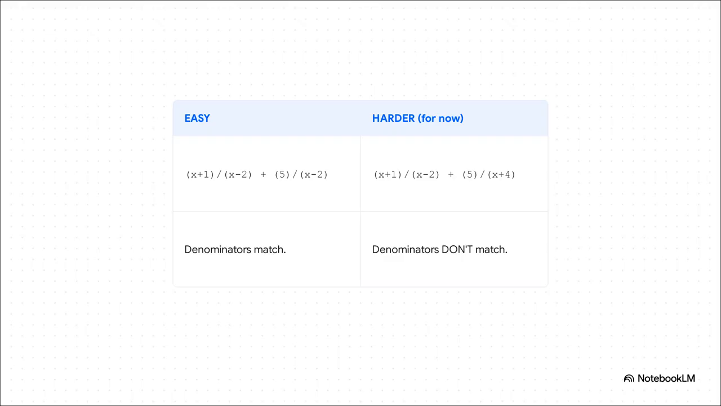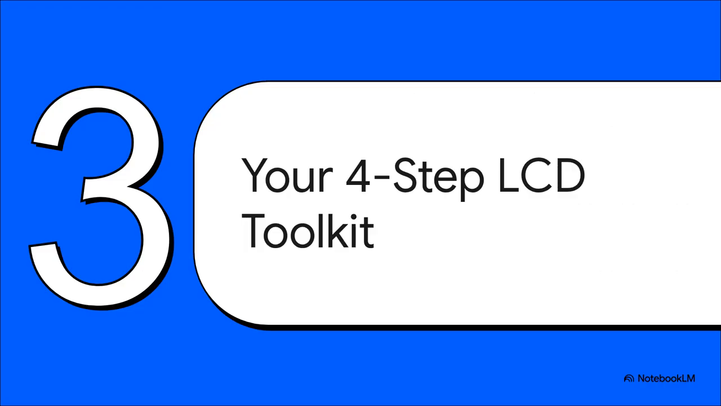And look at this. It's the exact same thing with variables. The problem on the left is easy. The denominators are both x minus 2, so we just add the numerators. The problem on the right looks intimidating, but it's the same situation as the last slide. The denominators just don't match, yet. Our only job is to make them match. So how do we do that?